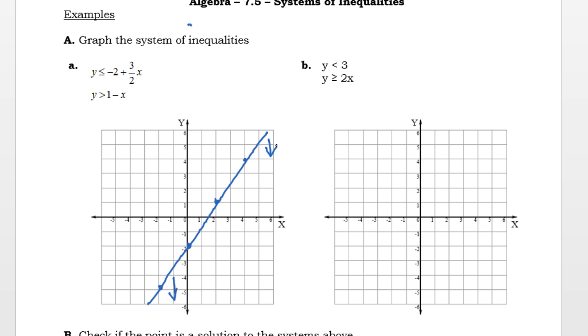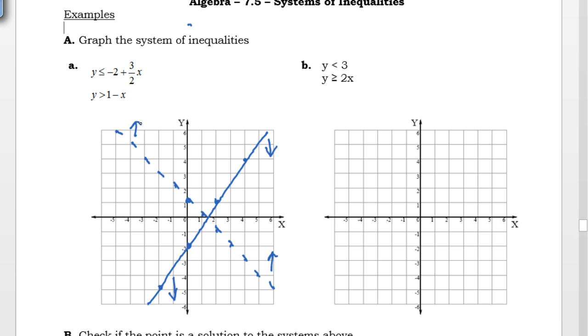My next one says y is greater than 1 minus x, so intercept of 1, slope of -1: down 1 over 1, down 1 over 1, down 1 over 1. And that is a dotted line because I don't have the or equal to. And that is a greater than, so I will shade up. So I will put arrows up from my line.